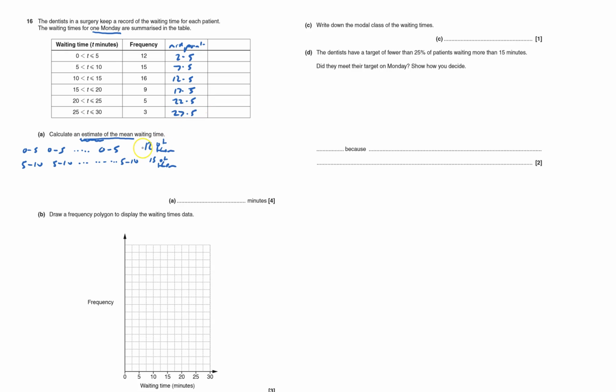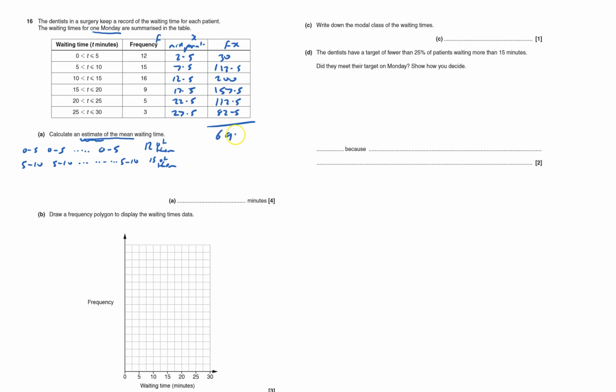And now I have to add them up. So I've got 12 of these 2.5s, and so I'm going to do the frequency times my value, and that'll give me the FX column. And that will be 12 2.5s are 30. And I've got 15 of these ones, and so that will be 112.5. I've got 16 12.5s, that's 200. I've got 9 17.5s, that's 157.5. Then 5 lots of 22.5 is 112.5, and the last one, 3 lots of 27.5 is 82.5.